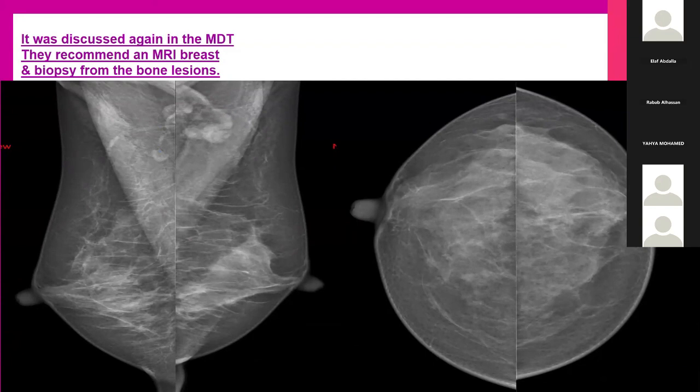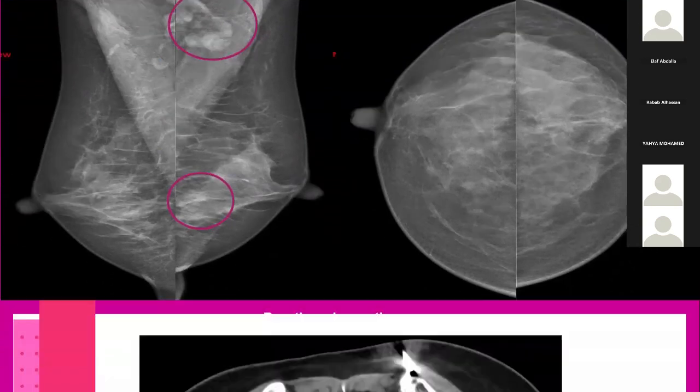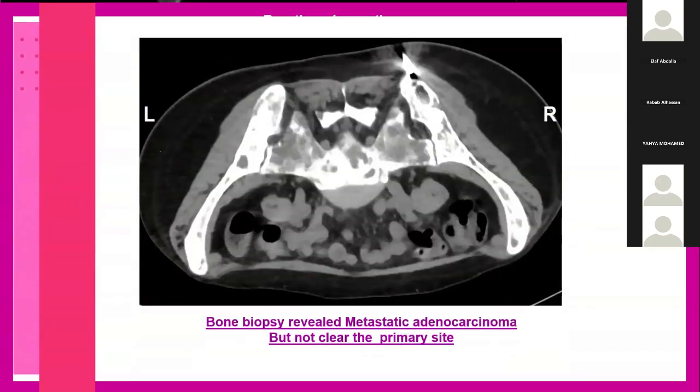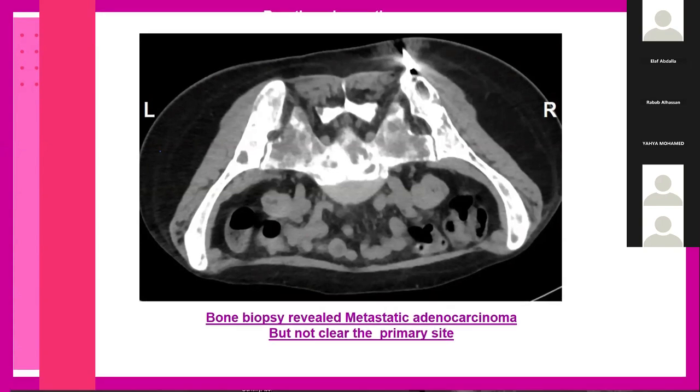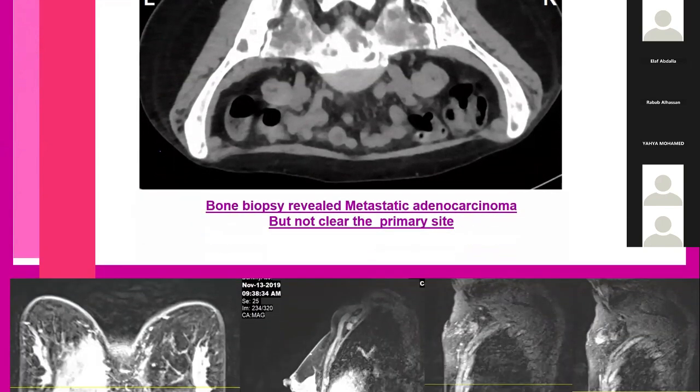But the patient, okay, this is the area, but they started by bone metastatic biopsy, or by biopsy of the bone metastatic lesions. And the pathology tended to be adenocarcinoma, but the primary site was not clear. So, proven to be bone metastasis, we have to search for the primary.